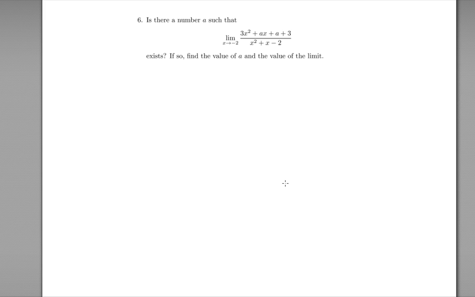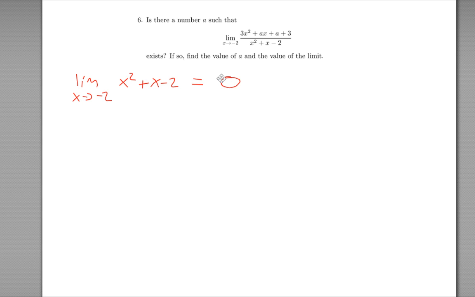Okay, so here's a different kind of question when it comes to limits. Is there a number a such that this limit exists? If so, find a and find the value of the limit. If you take a look at what happens as x goes to -2, the limit as x goes to -2 of the bottom, which is just x squared plus x minus 2, what is this limit? Plug in -2, you get 4 minus 2 minus 2, so that equals 0.